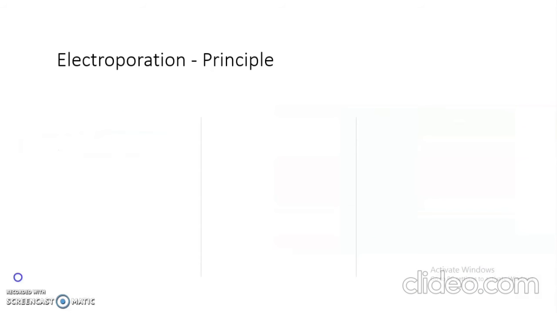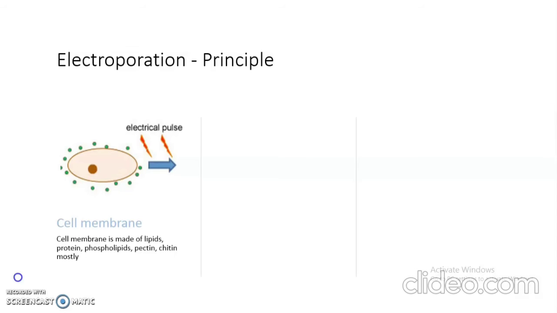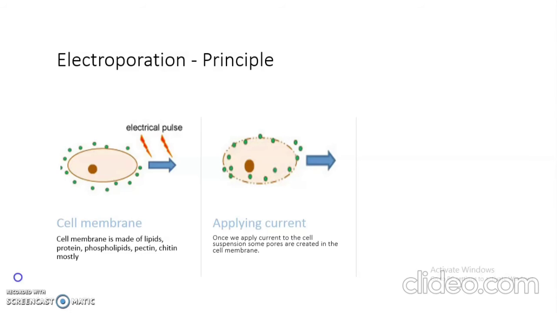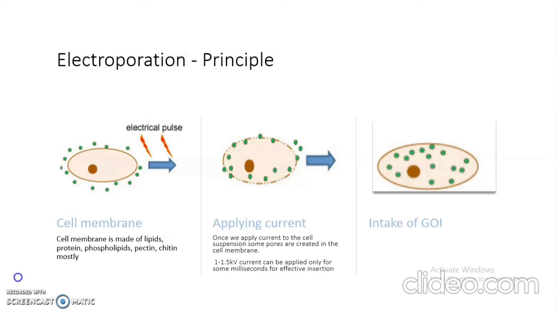The principle is that the eukaryotic cell membrane or cell wall is mostly made up of lipids, phospholipids, protein, chitin, pectin mostly. Once we apply current to a cell suspension, some pores are created in the cell membrane. A current of 1 to 1.5 kV can be applied for only some milliseconds for effective insertion, and cells can be made competent. The competent cells are now ready for the intake of foreign materials, here, for instance, a DNA.